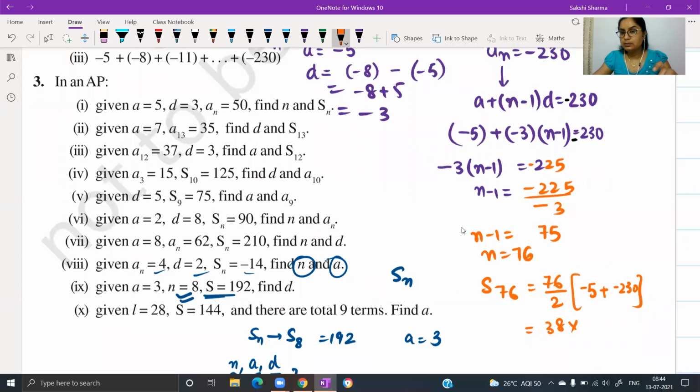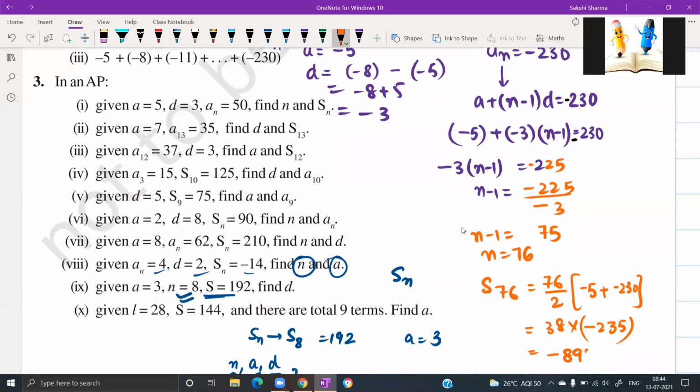Does that give you your answer? Anyone who has solved it, could you please verify that this is correct? And what's the answer? -8930. All right. Anyone else who can confirm that this is the correct answer? Yes, ma'am. All right. Manya, could you? Thank you, ma'am. Okay, fine. Can we continue?